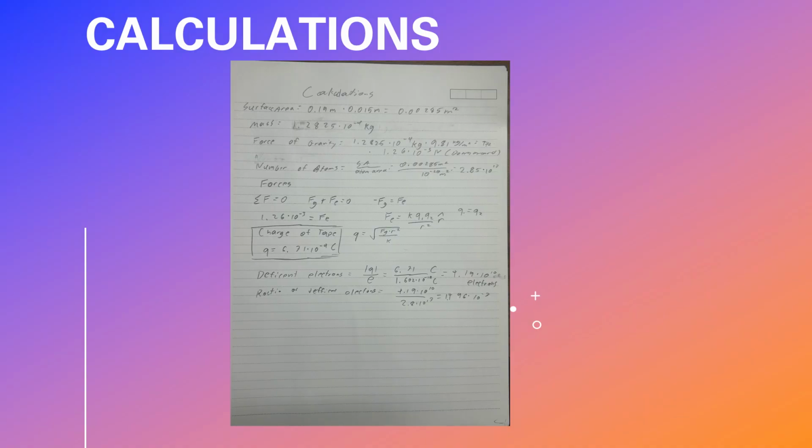These were the overall calculations done in the lab. The main thing to conclude is that the sum of the forces was going to be equal to 0, and the two forces were gravity and the electric force, which means you could set them equal to each other. This led it to be, when everything was solved out, the charge of the tape was 6.71 times 10 to the negative 9th coulombs. The deficient electrons was 4.19 times 10 to the 10th electrons, and the ratio of deficient electrons to atoms was 1.496 times 10 to the negative 7th.